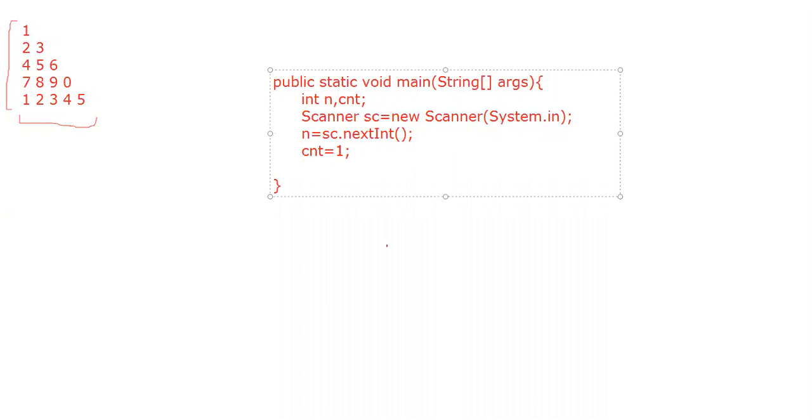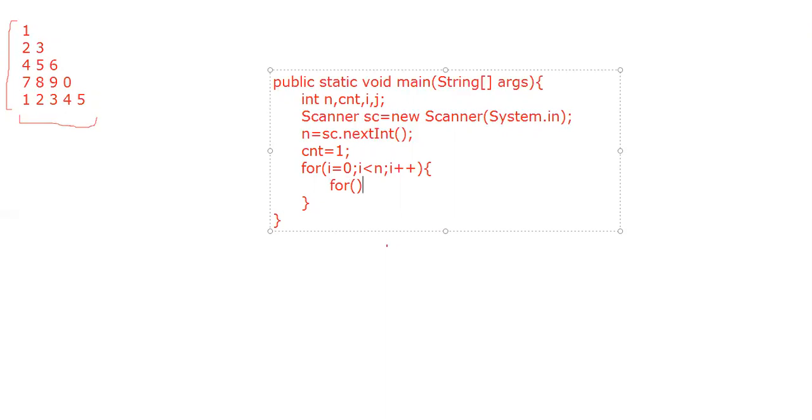Now we will have 2 loops. So it will be for i equal to 0, i less than n, i plus plus. How many times will this outer loop execute? The outer loop is responsible for the number of rows. Since there are n rows, in our example there are 5 rows, the outer loop will execute 5 times. Here in this problem we have considered n rows, so the outer loop will execute n times.